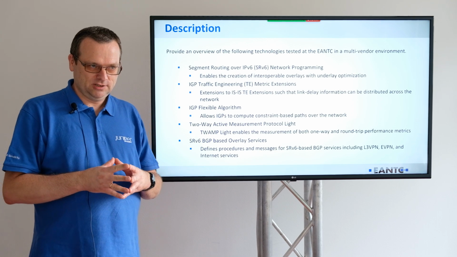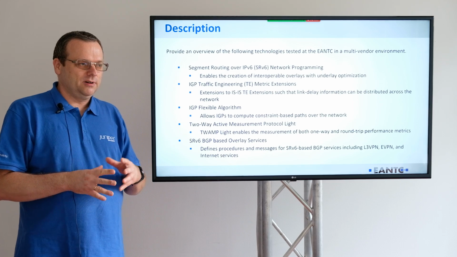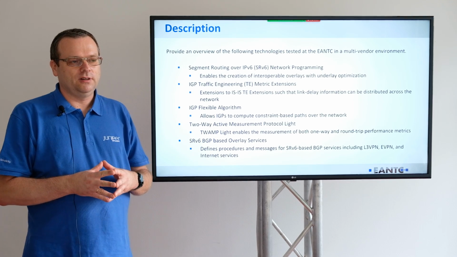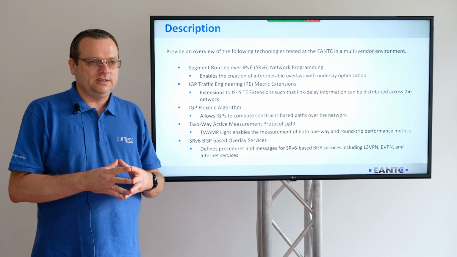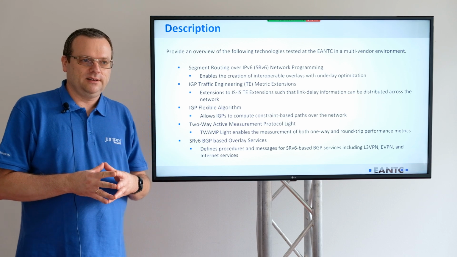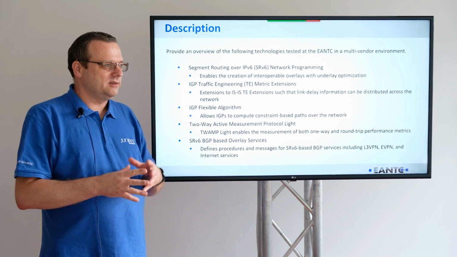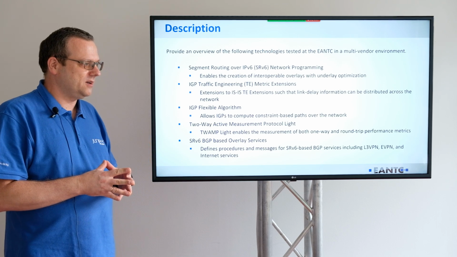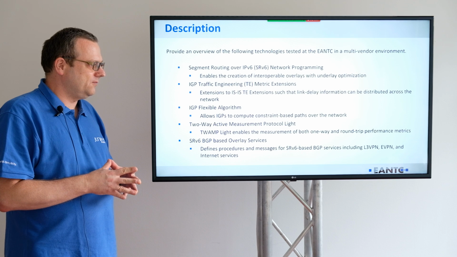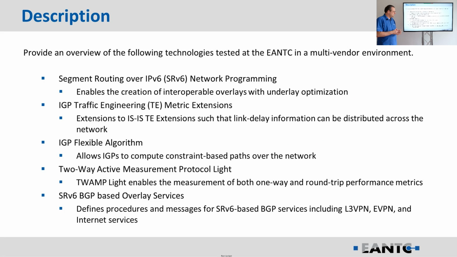So basically with IGP Flex Algo, we'll be able to create sub-topologies in the network or specify different metrics used by the SPF calculations. With this, we can create restrictions or constraints in the path calculation for the traffic. The next one is two-way active measurement protocol light, so TWAMP light. This is a light version of TWAMP to do automatic dynamic measurement of the delays.